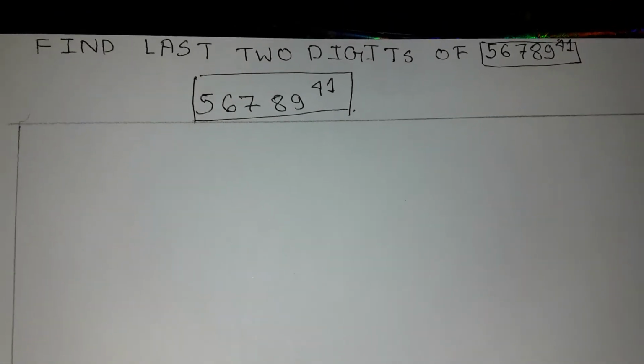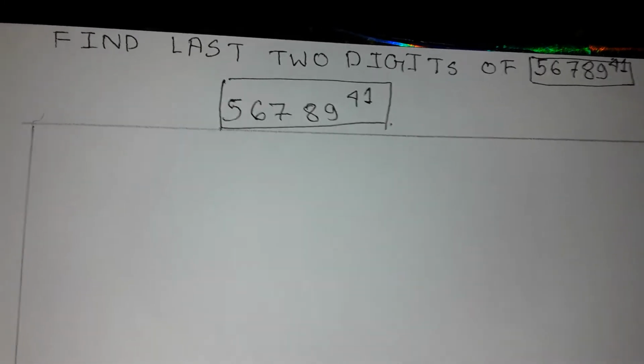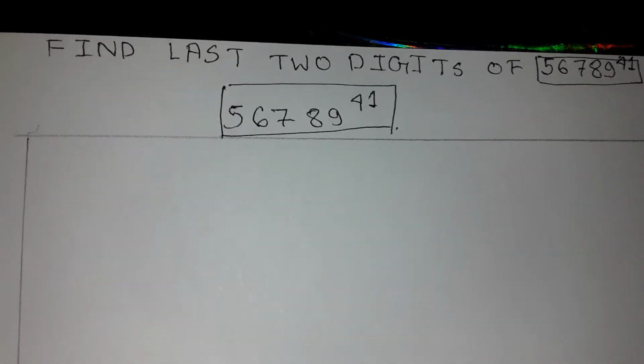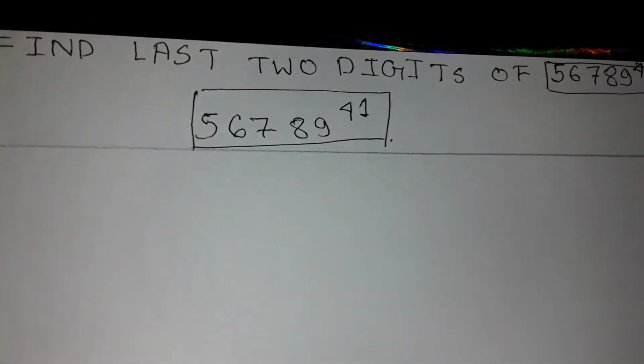Hello everybody. Today we will look at a very nice and interesting number theory problem. And the problem says: find the last two digits of 56789 to the power 41.